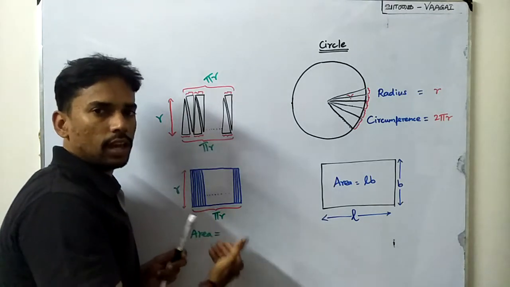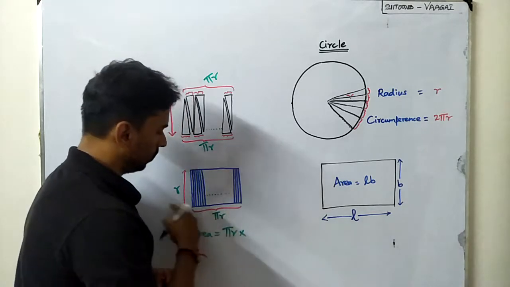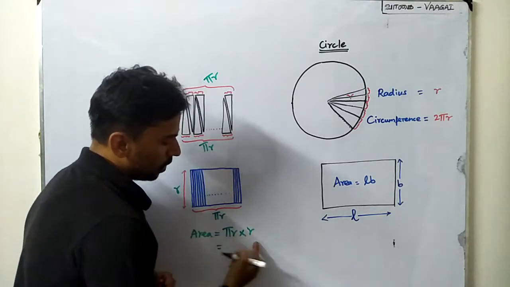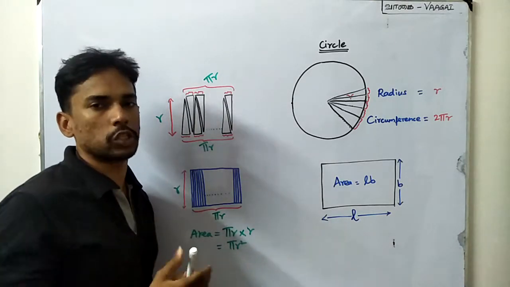Now finally we have reshaped this circle into a fine shaped rectangle. Now we can very well find the area of this rectangle. The area of this rectangle will be, length is pi r and breadth is r, and hence area will be pi r square, and this is how we get the area of the circle to be pi r square.